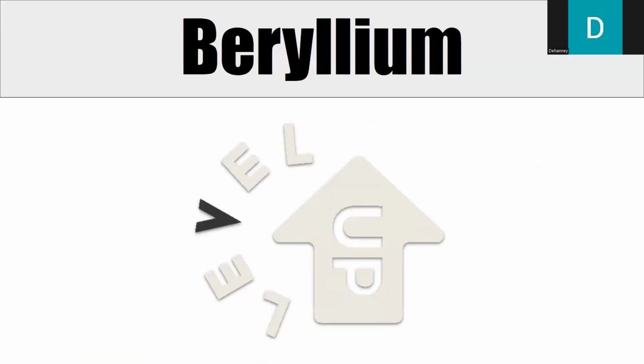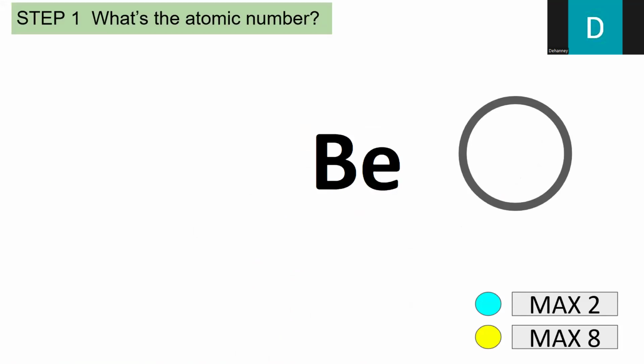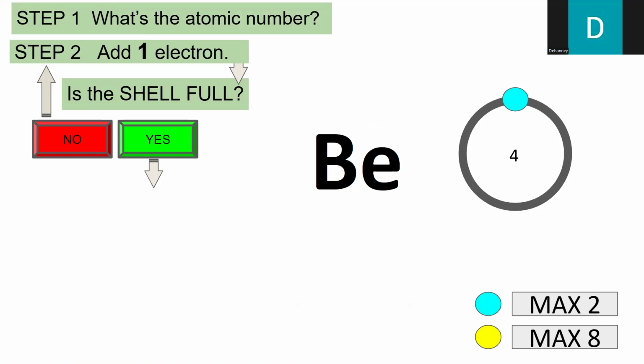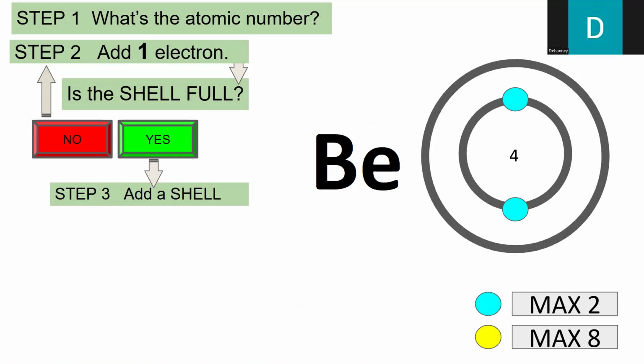Beryllium. All right, so beryllium. What's the atomic number? 4. Let's fill that shell. Only 1 at a time. So add 1 electron. Is the shell full? No. So we need to add another electron. Is the shell full? Yes. When the shell is full, we need to continue, right? So add a shell. Let's continue.